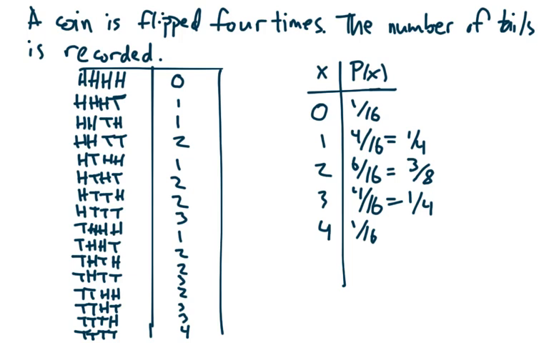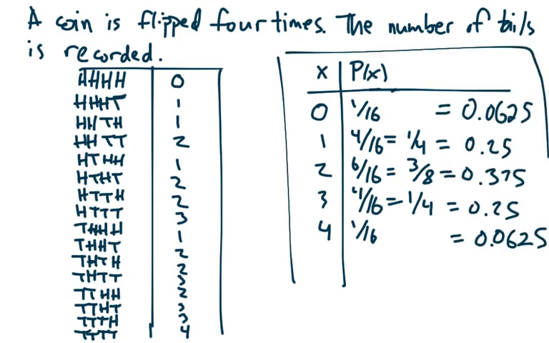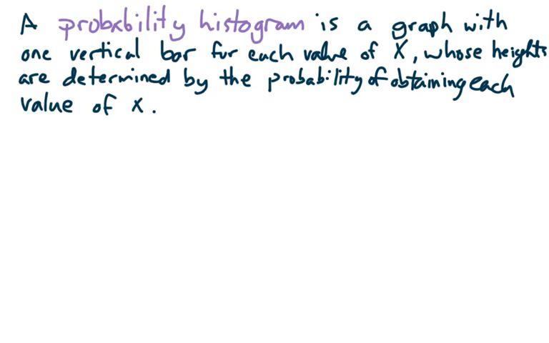What we wanted for this was to be able to graph this. So again, here's our probability distribution table, and we're going to graph this. Now, a probability histogram is a graph where we've got one vertical bar for each value of x. The heights of these bars are determined by the probability for getting that value of x. Other things about histograms in general is that the bars are equally spaced, that is, they're all the same width, and that the bars are touching.